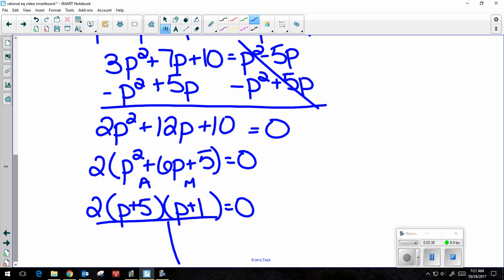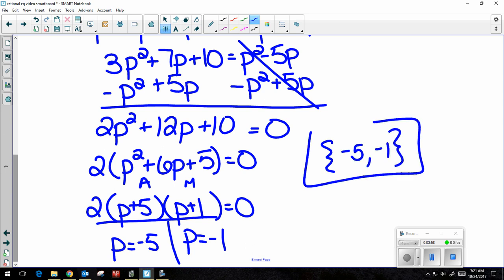Now I'm going to tee off. I'm going to get p equals -1 and p equals -5. Now remember, you always want to check to see if your denominator is equal to 0, because that's not allowed, it's undefined. But -5 and -1 both work out, so my solution set is -5, comma, -1.